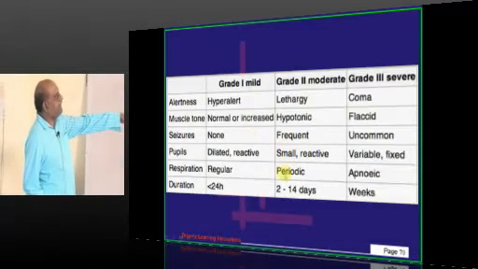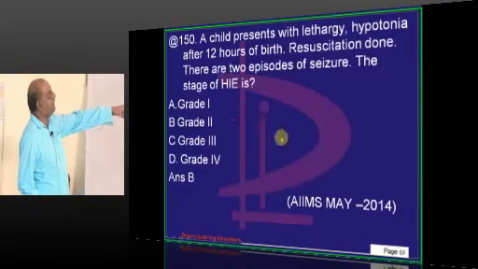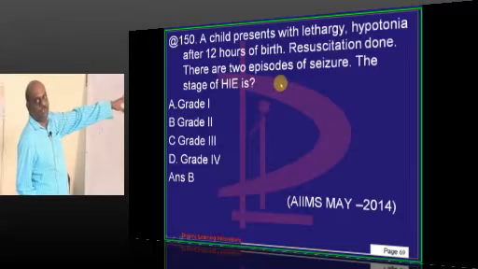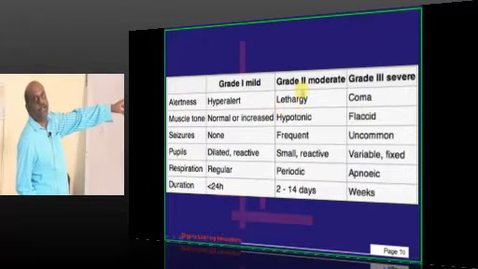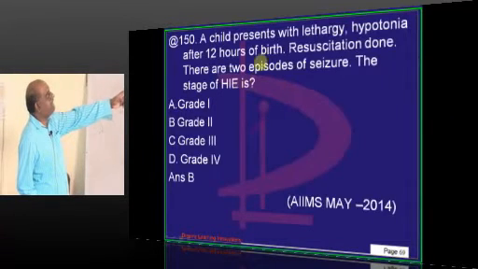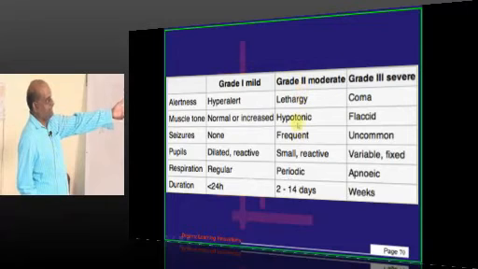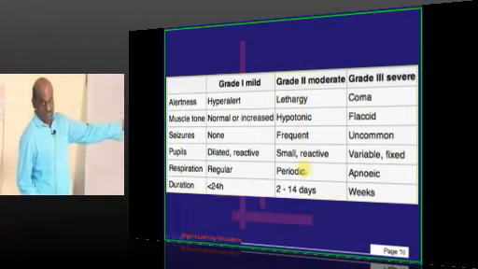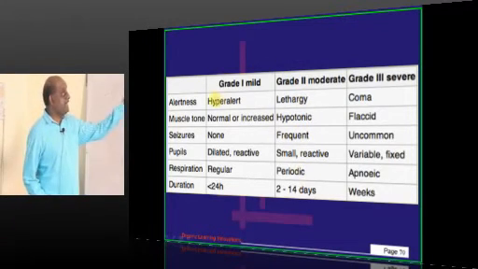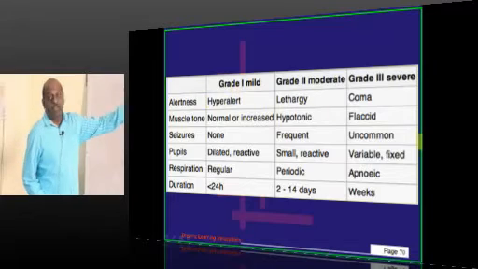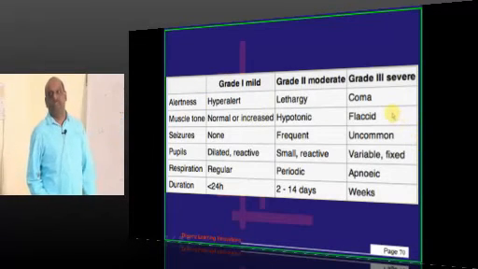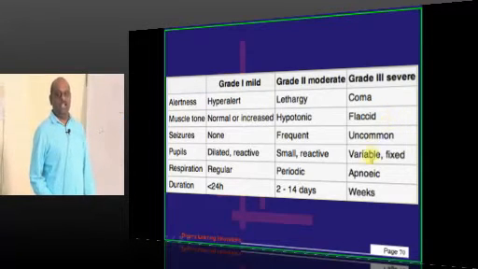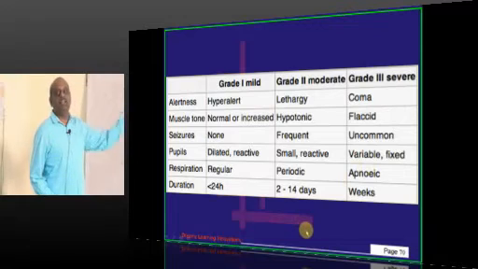In this case, frequent seizures are there, in 2 episodes. So which stage does it fall in? Grade 2. The patient has lethargy and hypotonia, so obviously he is in stage 2. If he is hyperalert, stage 1; coma, stage 3. So that's the point. In the next AIIMS, you will read all this and go.